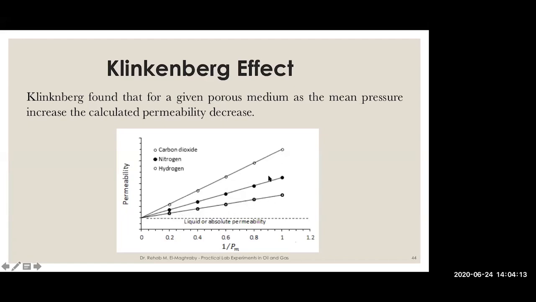So if he used different gases, for example nitrogen, and you increase the mean pressure, this axis is the inverse of the mean pressure, so if you increase the mean pressure you go this way. You will find that the permeability of the gas decreases. And not only this, you will find that if you use carbon dioxide, nitrogen, or hydrogen, all three gases meet at the y-axis at the same point. And this is the liquid permeability.